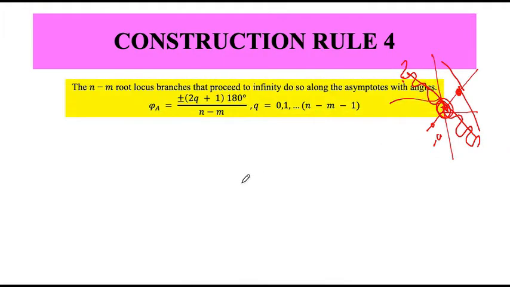So the statement says that n minus m roots. We are only interested now in the roots or the poles which go to infinity. So the n minus m roots that proceed to infinity, they do so along asymptotes with these angles. I will show you shortly how this value is computed.